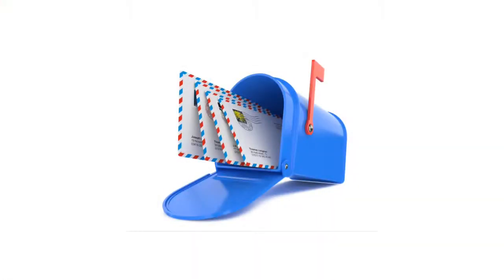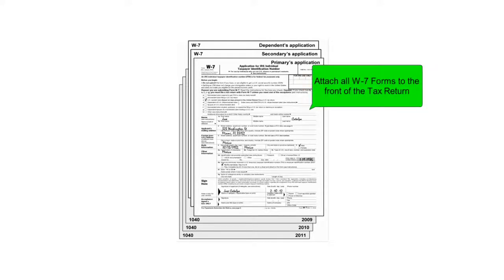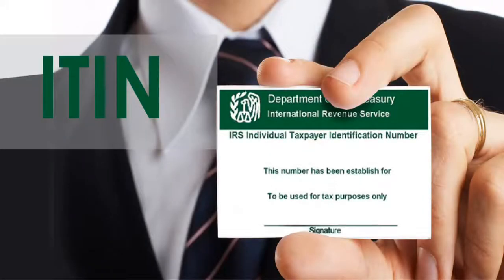Tax returns with a W-7 attached must be mailed and cannot be e-filed. Before mailing the return, attach all W-7 forms to the front of the tax return. Once the W-7 has been processed by the IRS, an ITIN will be assigned to complete the return for processing.